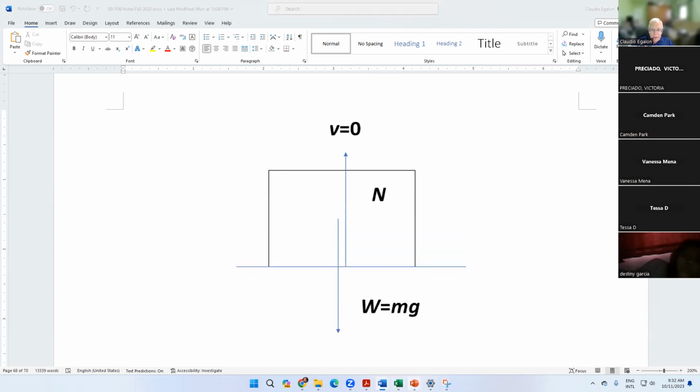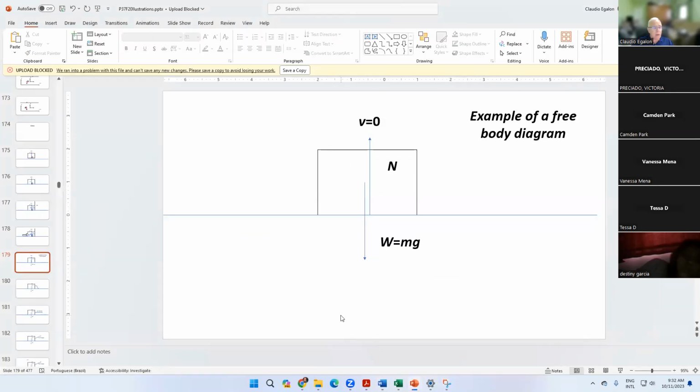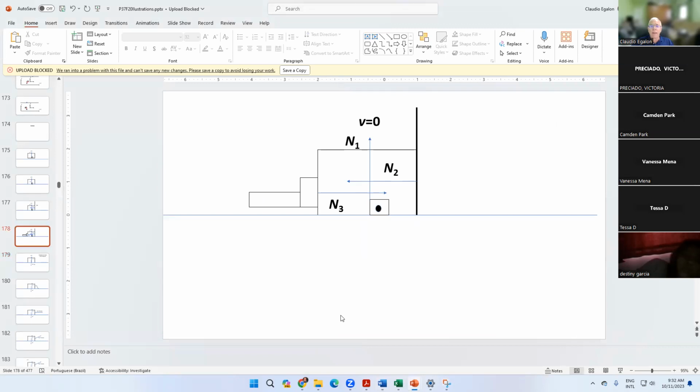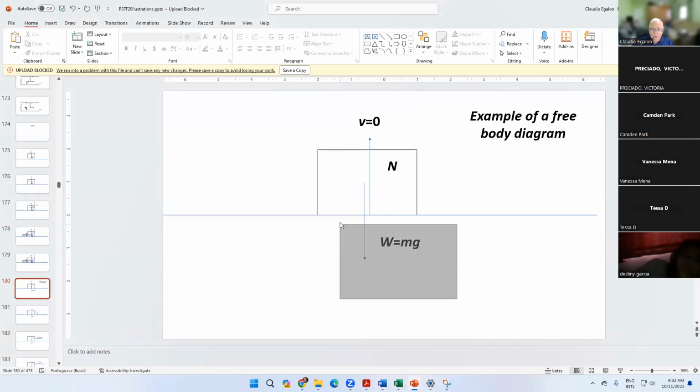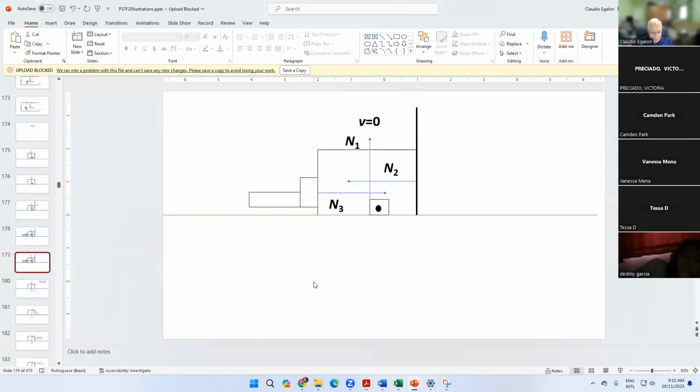We can have another free body diagram, right? I gave you another illustration of a free body diagram. This one right in here. But there is a missing force here that I told you, right? What force is missing here is the weight that's missing from that free body diagram. Okay. Another example of a free body diagram is this one right in here.